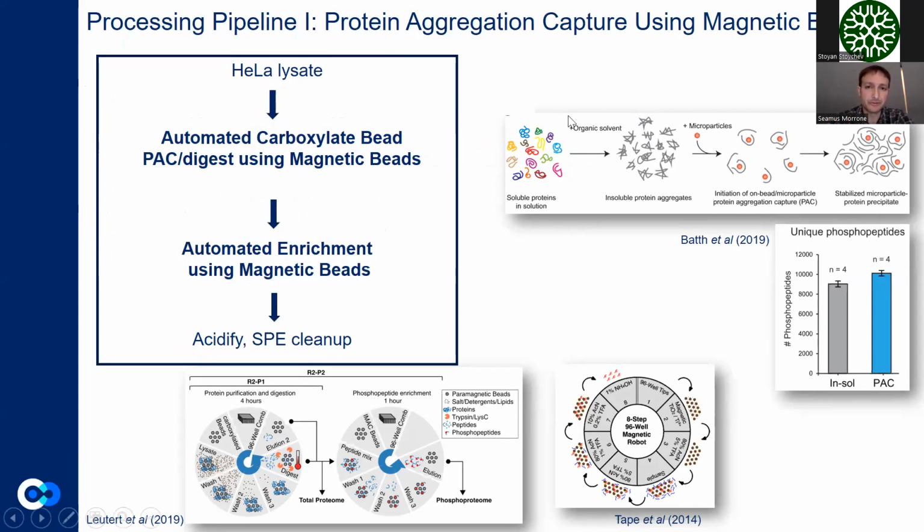And just briefly, as it's already been discussed in detail, you start with soluble proteins that you've solubilized in a chaotropic agent. You add organic solvent to precipitate them, and they form aggregates. And then you add microparticles, and the aggregates absorb onto the surface. And then using magnetic beads and a magnetic liquid handling robot, you can move these from the chaotropic buffer into a buffer suitable for digestion, and then proceed with the enrichment steps after this.